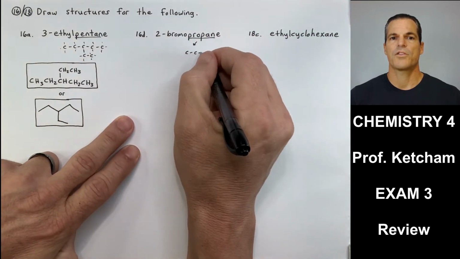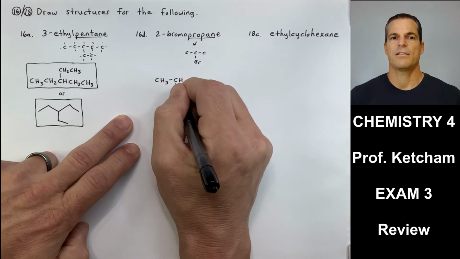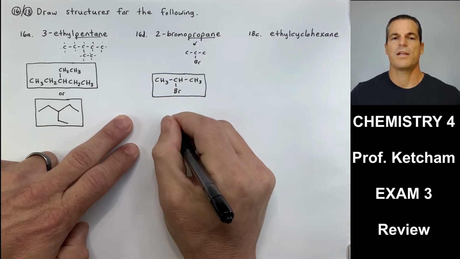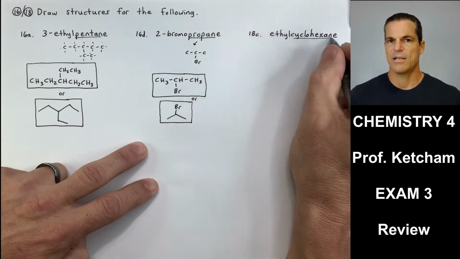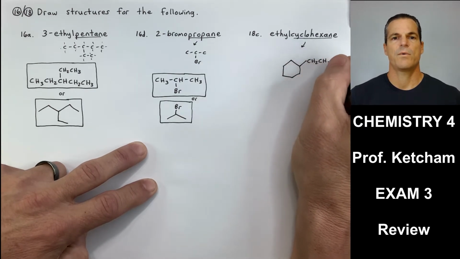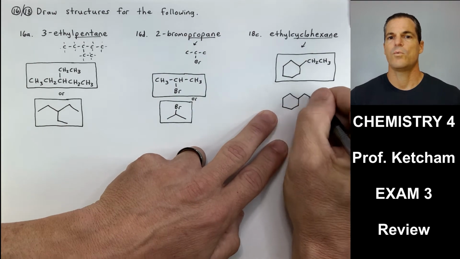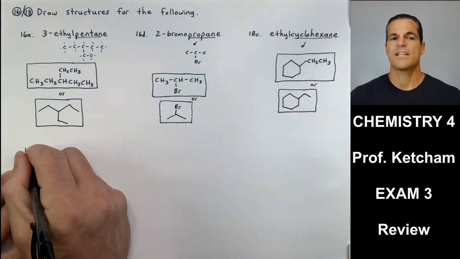16D, draw a 3-carbon propane with a 2-bromo branch, and I end up with a CH3, CH, CH3 with a branch on the middle CH there. I've also drawn it in line angle format. Cyclohexane, in this class we always want to use the line angles for cyclos, and there are 2 ways to draw my ethyl branch there.